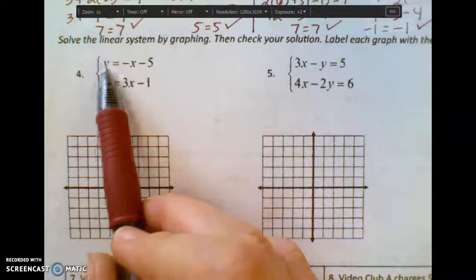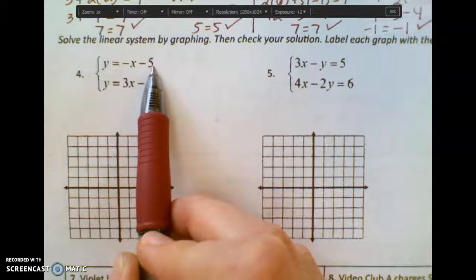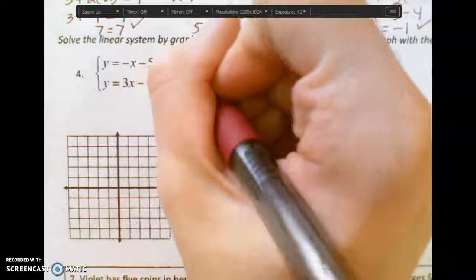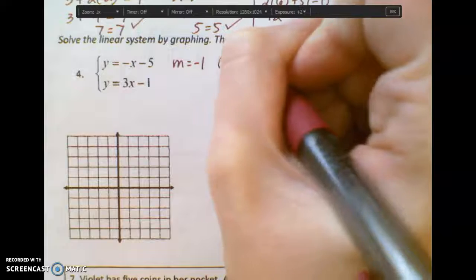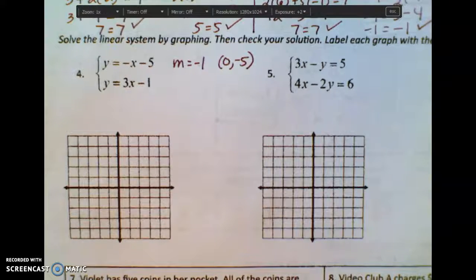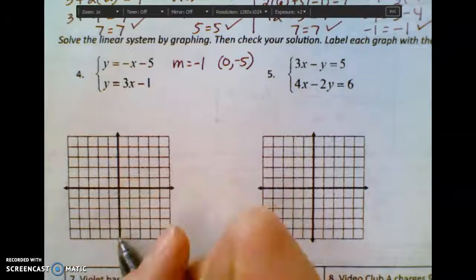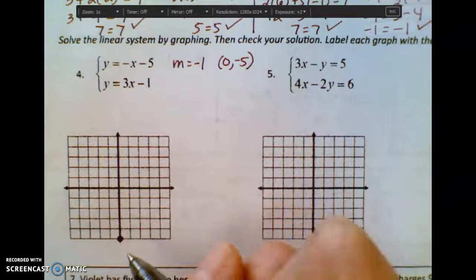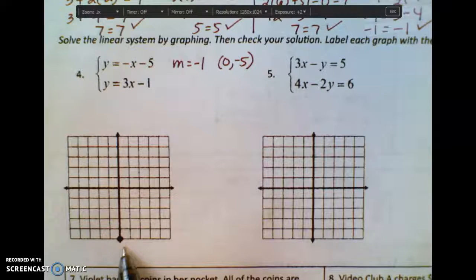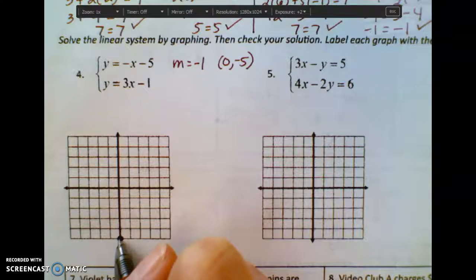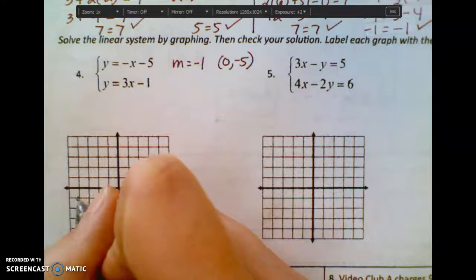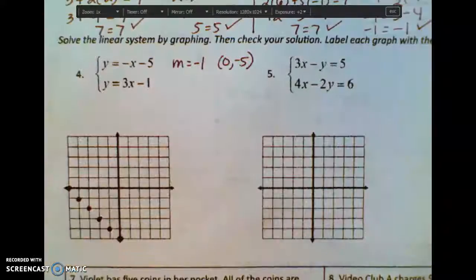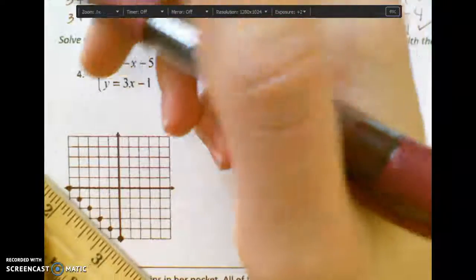So first of all, y equals negative x minus 5. We know that this has a slope of negative 1. We know it has an intercept of 0, negative 5. So now we are going to graph it. We go to 0, negative 5. My slope is negative 1, which means I go down 1, right 1, down 1, right 1. But there isn't room for that, so I need to do the opposite, which is up and left, up and left. All right, so here is our first one.